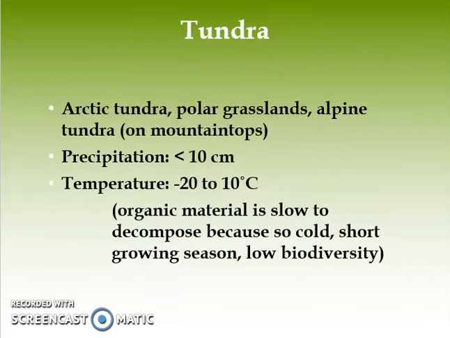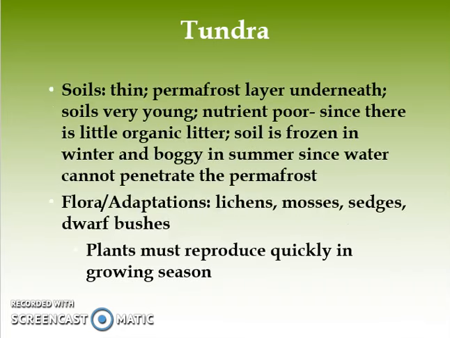Okay, so a tundra. Tundra is also known as Arctic tundra or polar grasslands or alpine tundra. Alpine tundra is what we call it when it's on the top of a mountain. Precipitation is less than 10 centimeters per year. Temperature is somewhere between -20 and 10 degrees Celsius, so relatively cool year-round. Organic material is slow to decompose because it's so cold. It has a very short growing season and it has very low biodiversity because most organisms cannot withstand this. Many animals will migrate into this area for the summer to feed, but that's about it. Not many things live there.